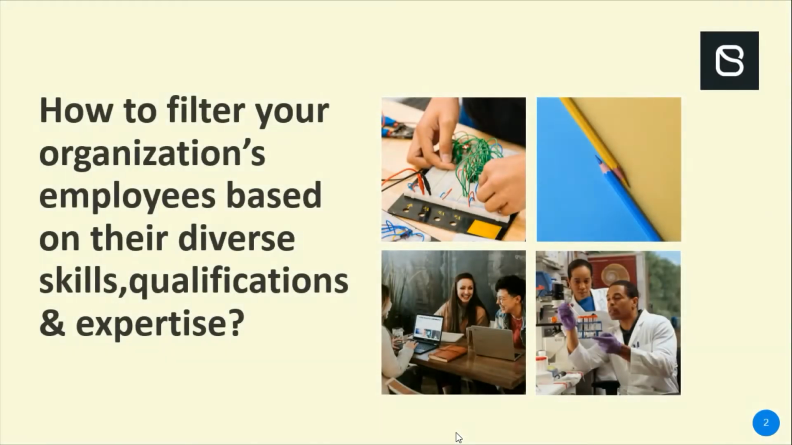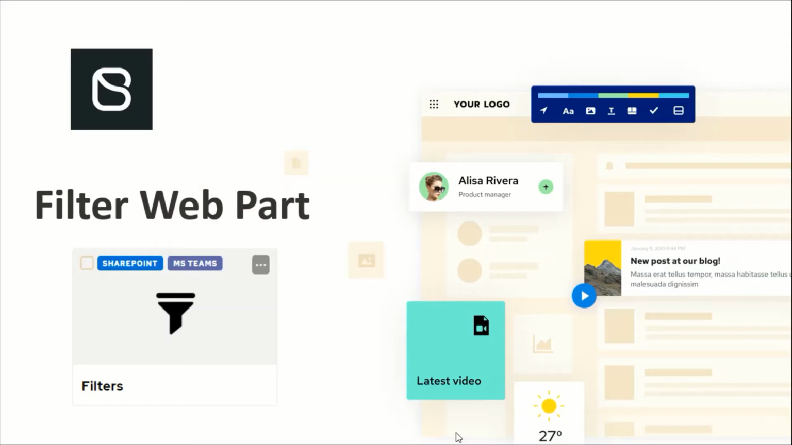Often in an organization, when there is a specific task that requires a specific skill, you might need to be able to filter your employees based on their skills, qualifications, and expertise. With the Filter Web part from BindTuning, you will be able to do that and so much more. So, let us dive into this amazing web part that takes your organization's workplace to that next level.